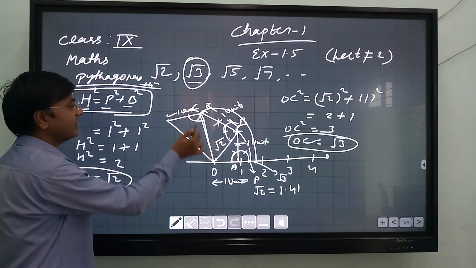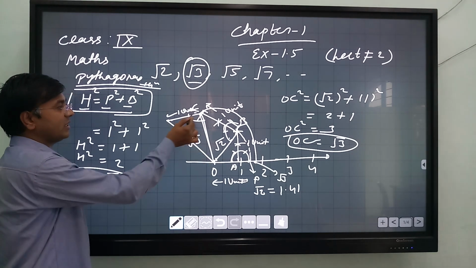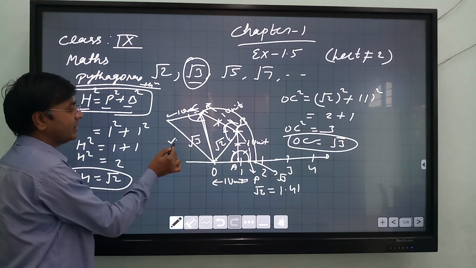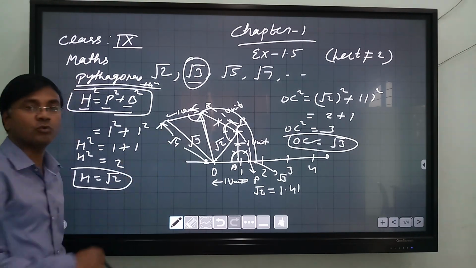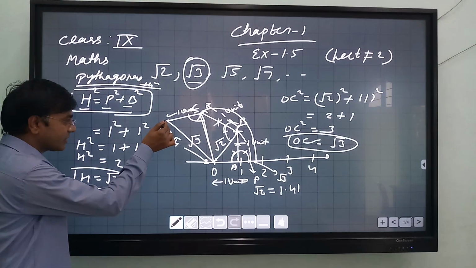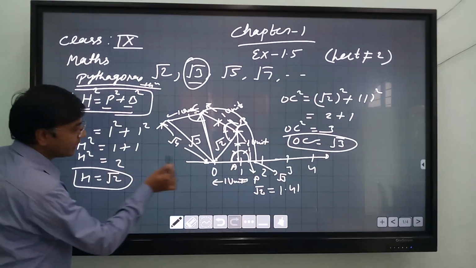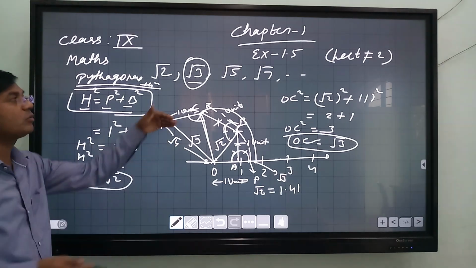This is root 3, this is 1. Root 3 squared plus 1 squared, so this is under root 4. You can measure this, it will be 2. Again if you proceed 1 unit and join this again, that is the value of under root 5.